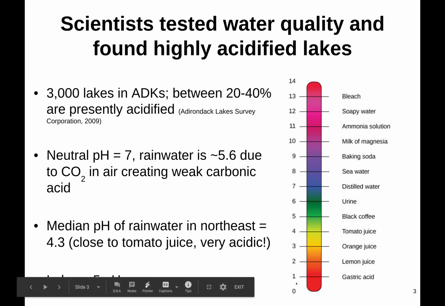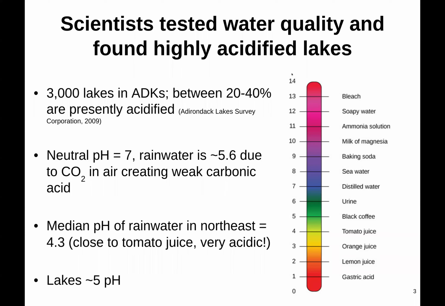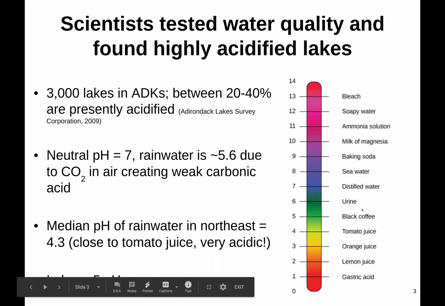So a pH of 0 is very, very acidic. A pH of 14 is what we call very, very basic. So it's the opposite of acidic. And a pH of 7 is what we call neutral. So it's a 0 to 14 scale.